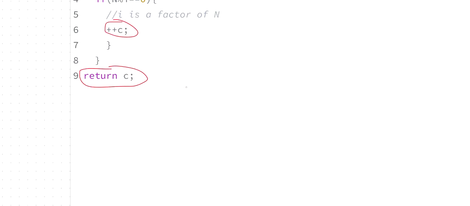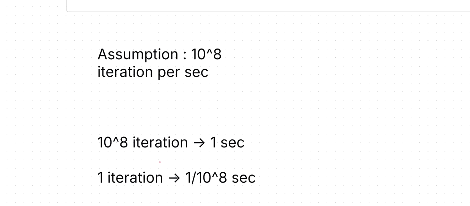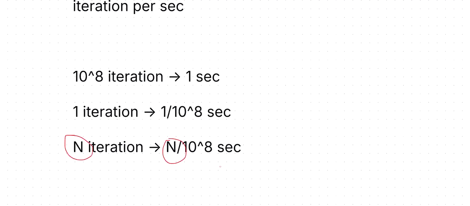Okay. Now we will make one assumption. The assumption is that this code will run on a server, and my computer will take 10 to the power 8 iterations per second. It means 10 to the power 8 iterations take 1 second. So one iteration equals 1 upon 10 to the power 8 seconds, correct? And at the end we can say n iterations equals n upon 10 to the power 8 seconds, correct? This is our observation, okay?